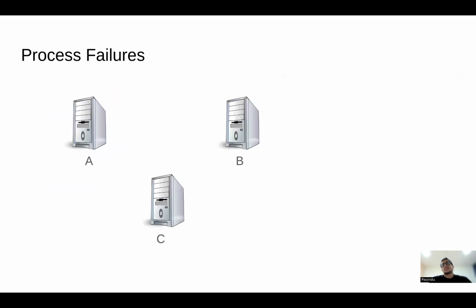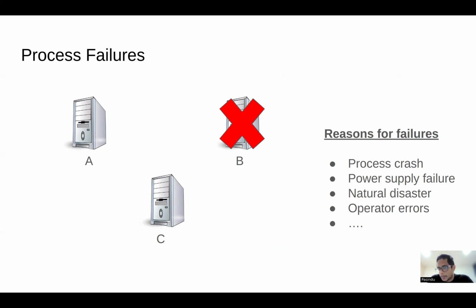To illustrate, assume there's a distributed setup running with three nodes A, B, and C. So initially, the replica set runs the algorithm. Each node runs a set of algorithmic steps that it's supposed to execute. However, at some point, node B stops participating in this protocol because it just fails. Now, there are multiple reasons for these failures. They can be because of process crash, power supply failure, natural disaster, or human operator errors.